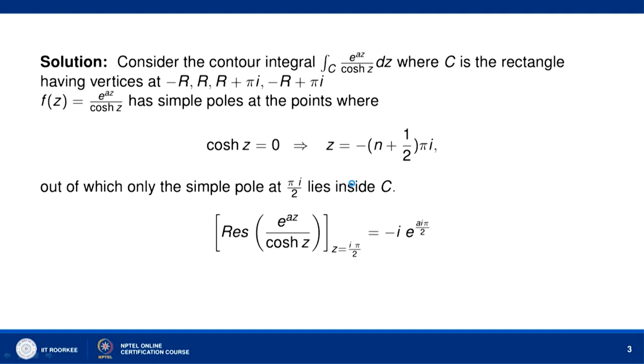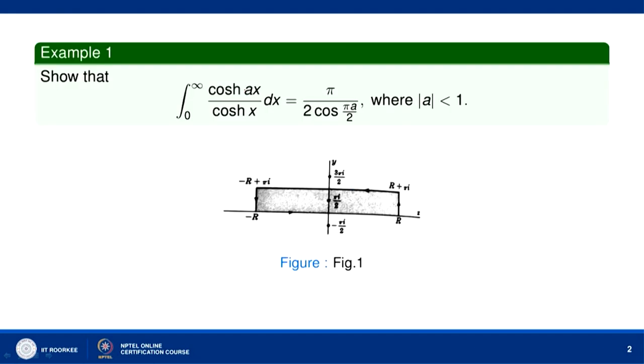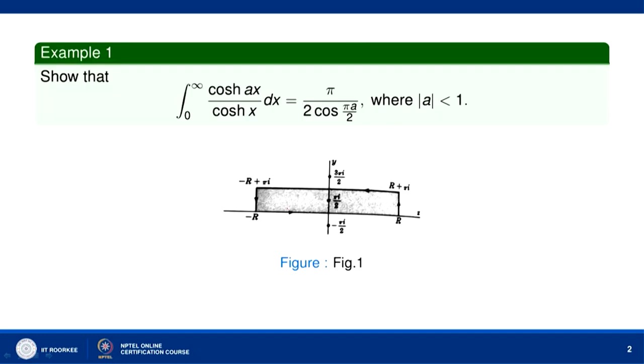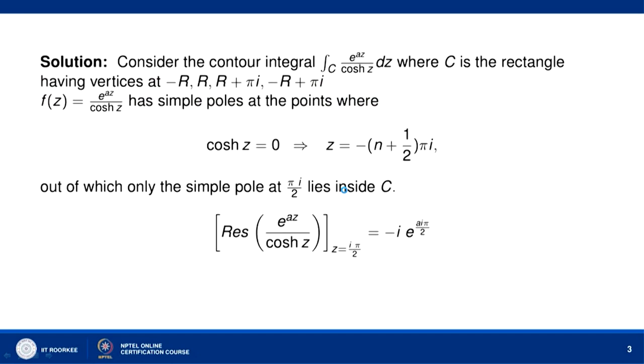So consider the contour integral over C. For cosh(ax) we write e to the power az, and for the denominator cosh(x) we write cosh(z). So the integral over C of e to the power az over cosh z dz, where C is the rectangle having vertices at minus R, R, R plus i pi and minus R plus i pi. Now f(z) equal to e to the power az over cosh z has poles where the denominator cosh z is equal to 0.